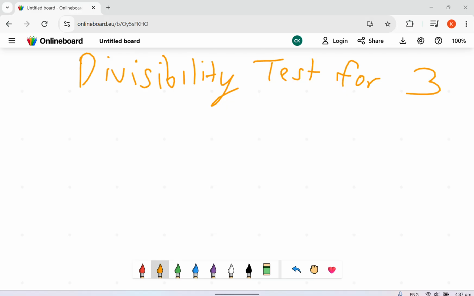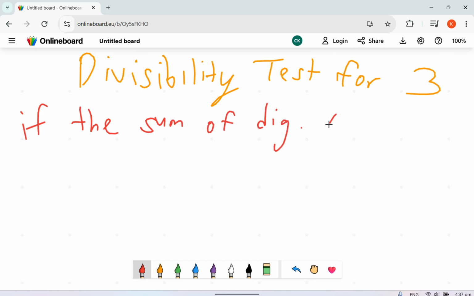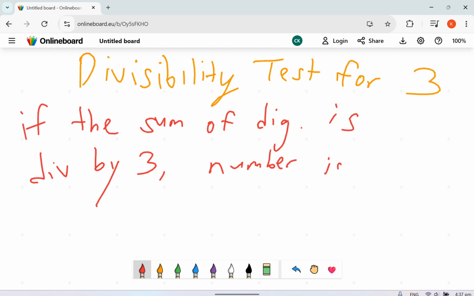Now, divisibility test for 3. This one's pretty straightforward. If the sum of digits is divisible by 3, that means the number is divisible by 3. Why? I'll explain, but I'll just give you a quick example for it first.